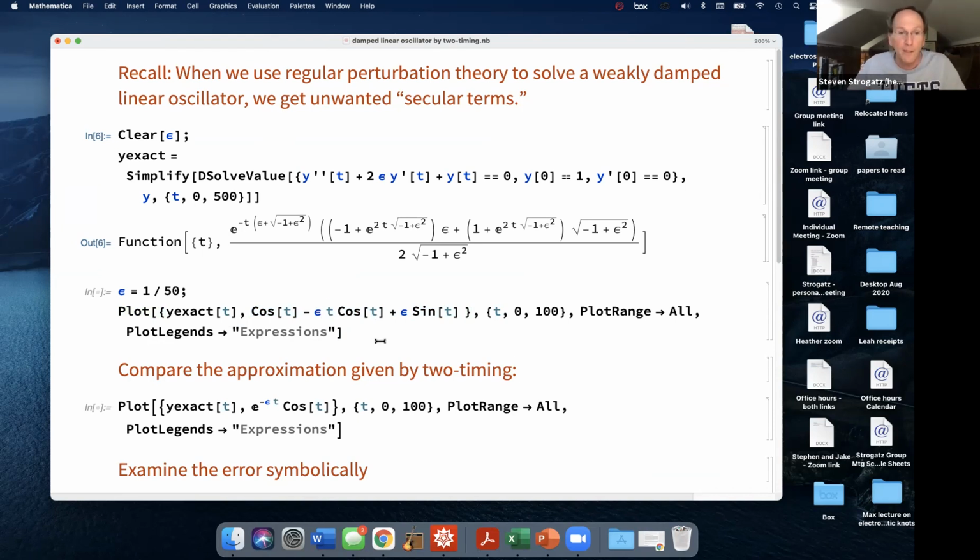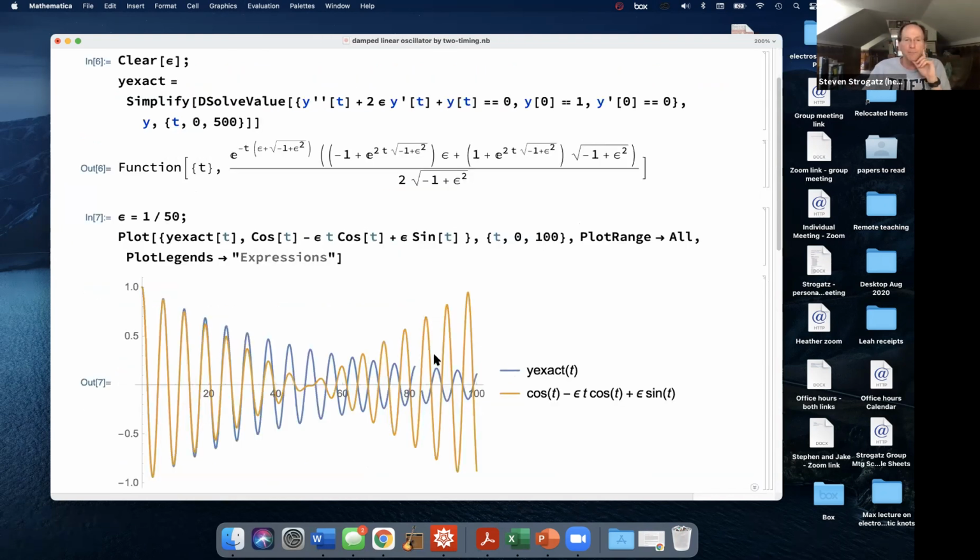That's that secular term. So if I graph my old results from regular perturbation theory, we saw this last time, that the exact solution in blue, which is exponentially decaying, is decently matched by regular perturbation theory for short times of order 1, but then regular perturbation theory starts to screw up. Here I'm using an epsilon of 1/50th. So 1 over epsilon is a time scale around 50. So regular perturbation theory is okay up till around then, but then starts messing up at that time scale and starts growing when it shouldn't. Okay, so that was from last time.